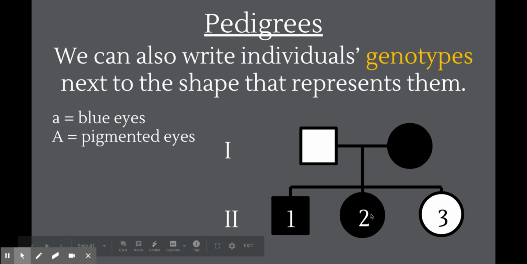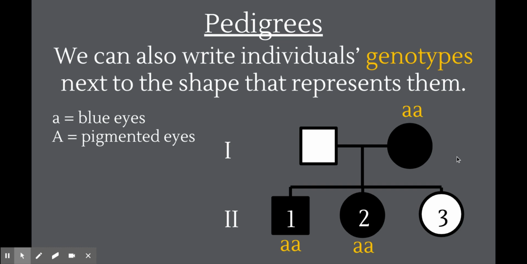So can we write their genotypes next to them? Well, if they have the recessive trait, it means that they must be homozygous recessive. You might remember that. That's the only way that an individual can have a recessive trait. So all of their genotypes are little a, little a. Great. Why is that useful?